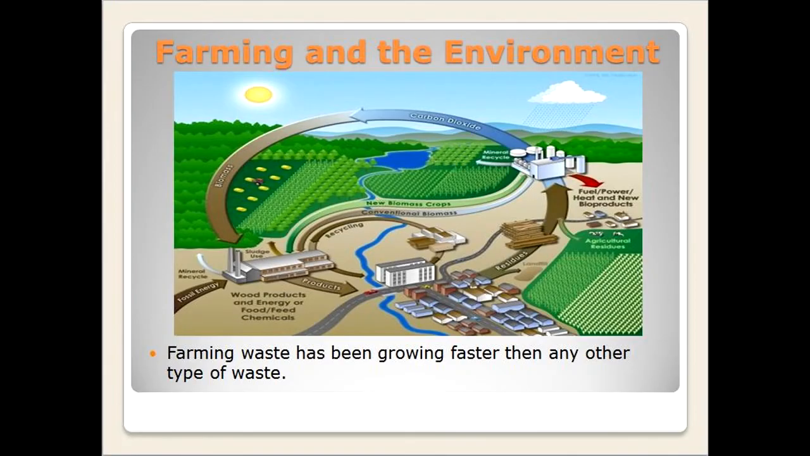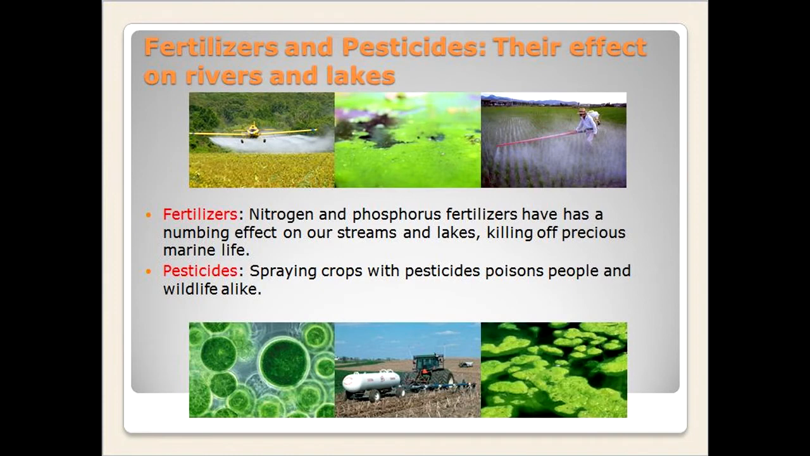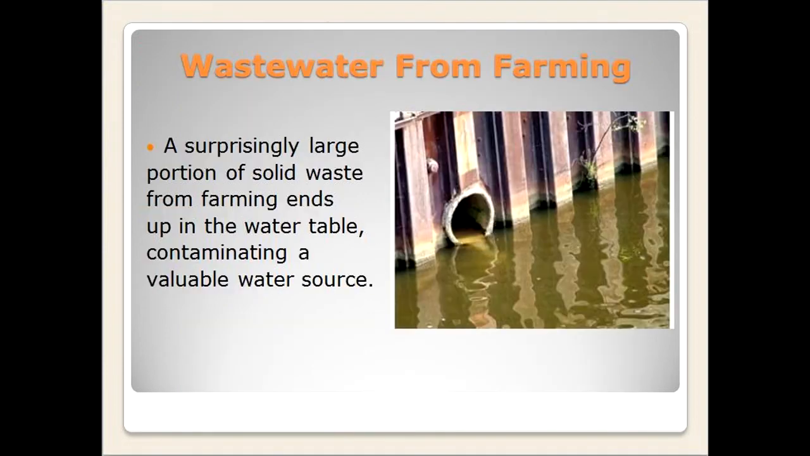Farming waste has been growing faster than any other type of waste. Modern farming practices are also polluting the environment because of the unusually large concentrations of chemicals found in fertilizers. Both fertilizers and pesticides have negative effects on our rivers and lakes. In addition, wastewater produced by farming is another concern because a large part of the solid waste from livestock ends up leaking down to the water table, ultimately contaminating a valuable water source.